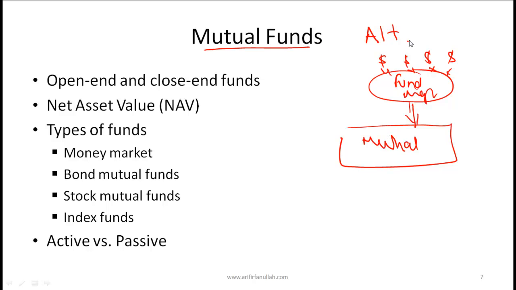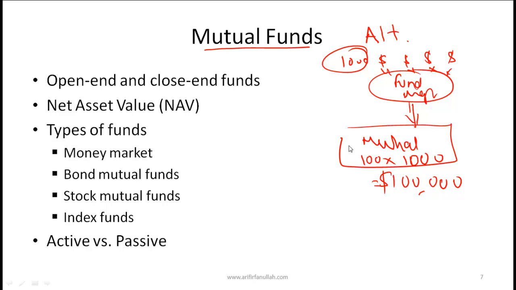So if you have like 100 investors each with $1,000, then creating a diversified portfolio with $1,000 is difficult. But collectively we now have 100 times 1,000, which is equal to 100,000, and it is possible to have a diversified portfolio with $100,000.